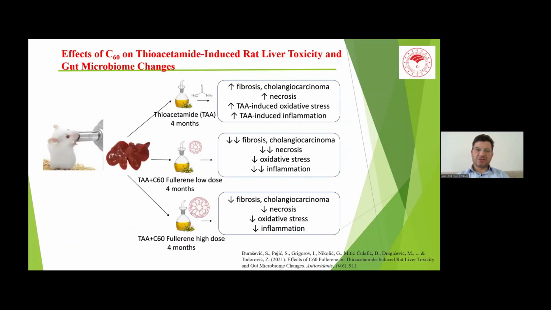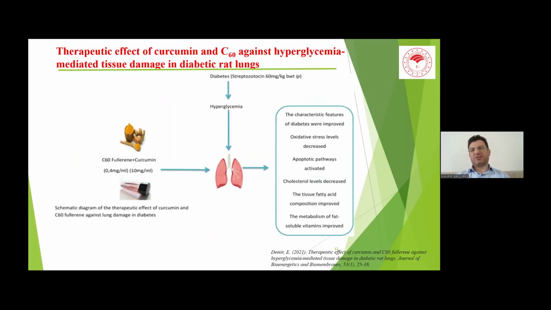Another study examined the effect of fullerene on thioacetamide-induced rat liver toxicity and gut microbiome changes. There are also positive and favorable results reported in this study when the rats were treated with fullerene. After that, there are positive results reported in this study. Also, the therapeutic effect of fullerene with curcumin against hyperglycemia-mediated tissue damage in diabetic rat lungs. There are positive results also reported. But in this study, not only fullerene but also curcumin were used together, to see the effect of hyperglycemia on diabetic rat lungs.